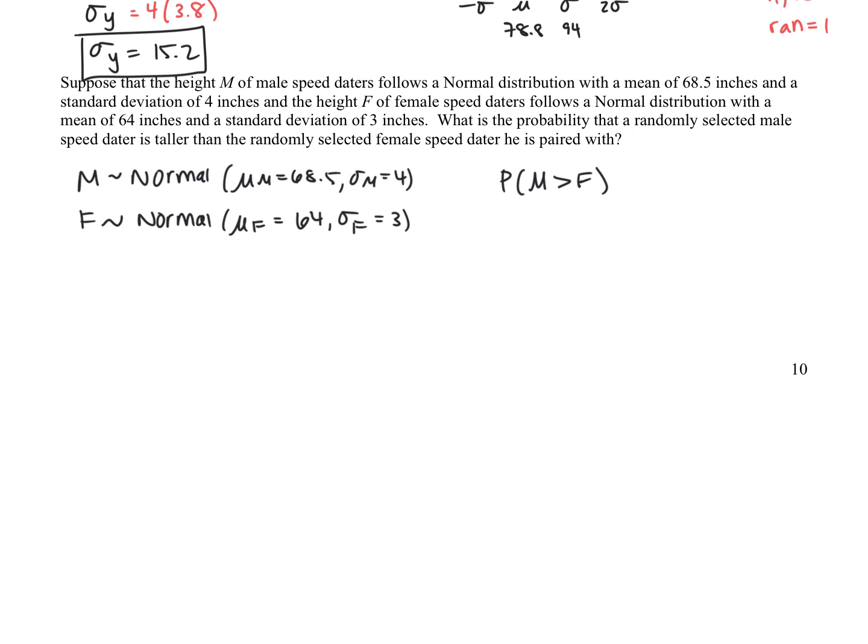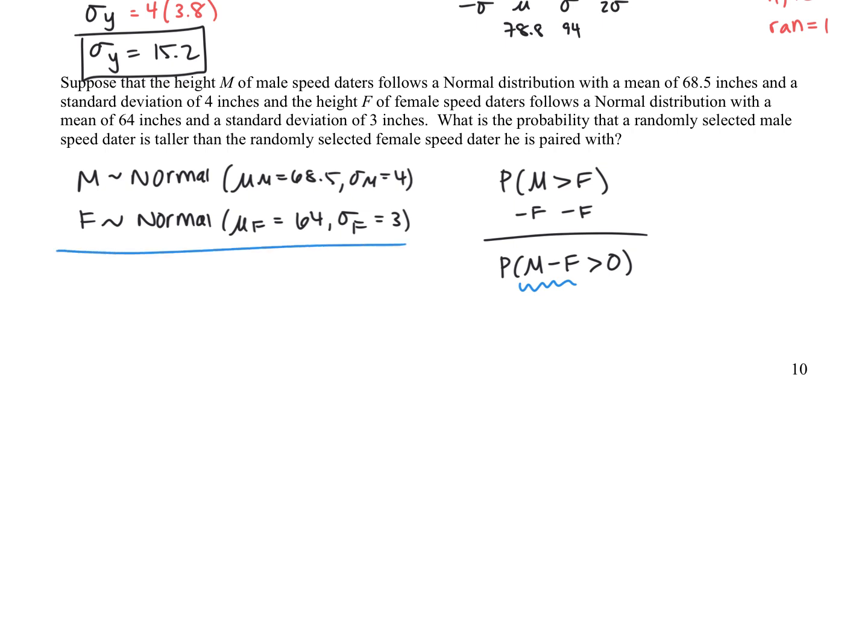We have no idea the height of the man, no idea the height of the woman. We just want to know, is the man taller than the woman, regardless of how tall, whether he's the average or above the average or whatnot. So what we're going to do is we're going to move female to the other side so that the two variables are on the same side. So we are looking for the probability that m subtract f is greater than 0. This m subtract f now is almost like a new variable.